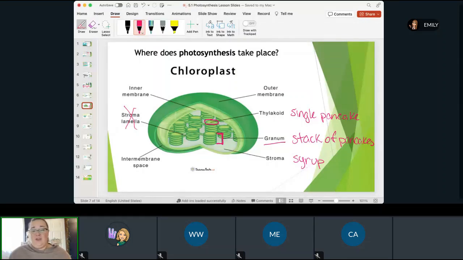So there are two parts to the process of photosynthesis, and they take place in two different parts of the chloroplast, which is why we're learning about them. We're going to be talking about the thylakoid and granum for the first part, and then the stroma for the second part. Okay? I just wanted to make sure you know the difference between those three things.